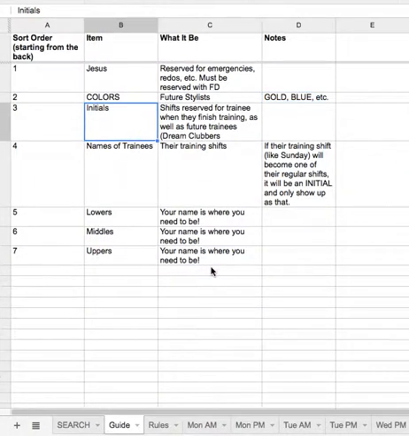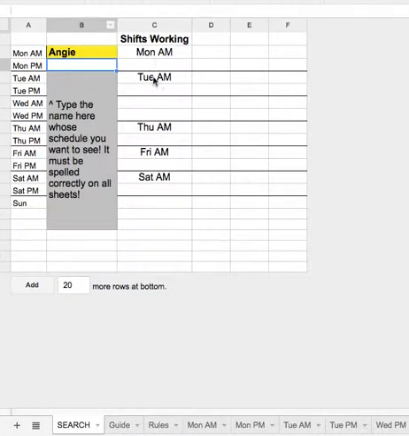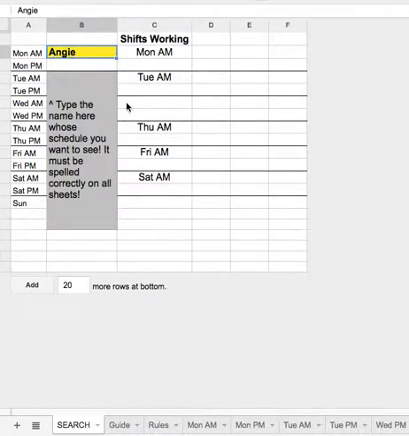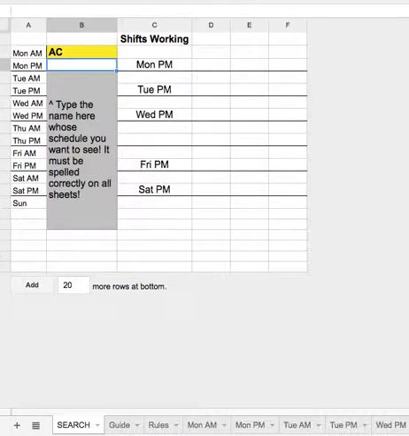Then you've got the initials. When you see initials, that is the hair shift that a trainee or a team member will work when they finish their training. And then you also have the names of trainees. That's their training shifts. So for instance, Angie, this is her training schedule. She's actually also training Sunday currently, but you use her initials for that. When she finishes training, she won't work these schedules anymore. This will be her new schedule.